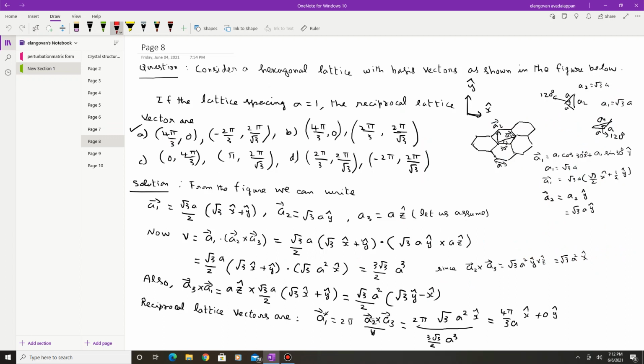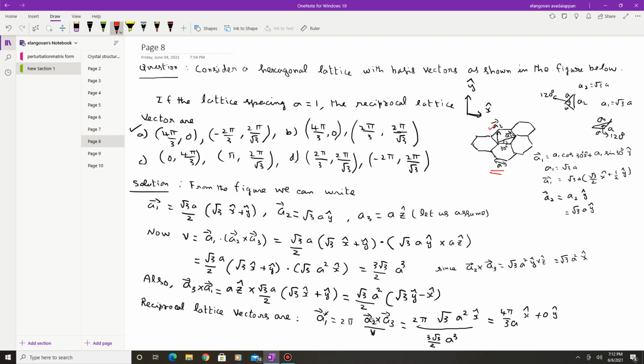Now let us take one more problem using hexagonal lattice. Consider the hexagonal lattice whose basis vectors are shown below. The lattice spacing a is given as 1 unit. The reciprocal lattice is asked. So this lattice is given, and a1, a2 are also given. From this you have to find the reciprocal lattice.